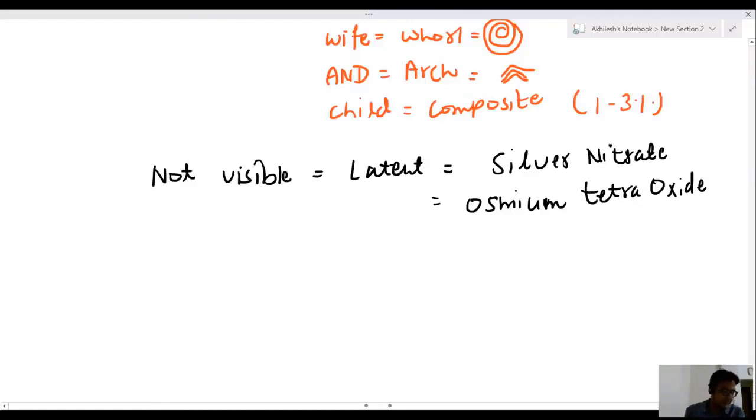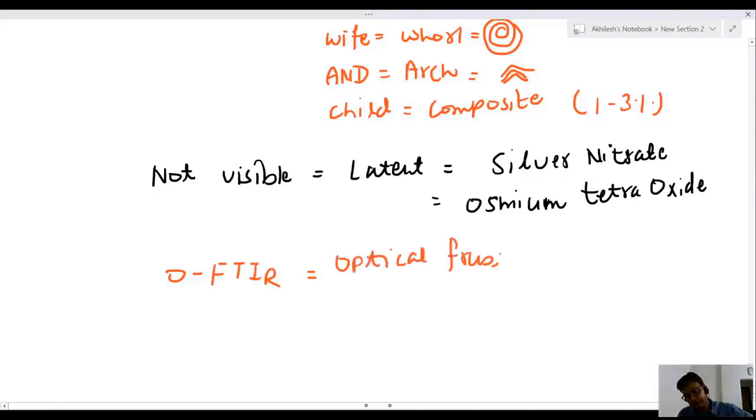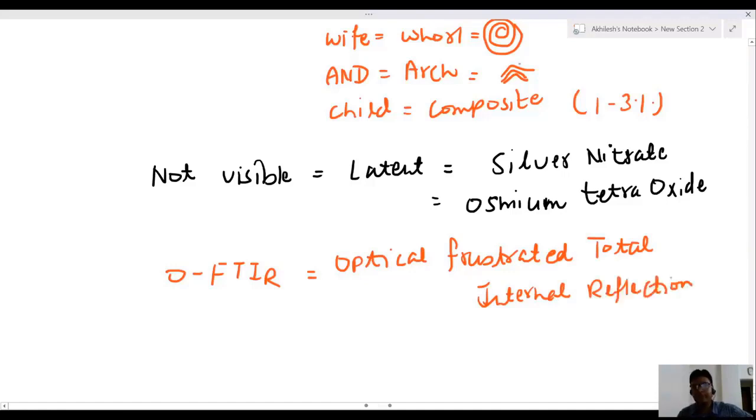Now sir, another important MCQ comes. For fingerprints, we use a method known as OFTIR. What is OFTIR? Optical frustrated total internal reflection method.